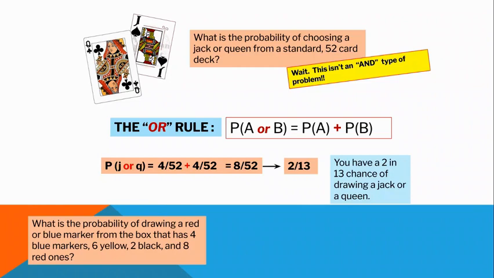What's the probability of drawing a red or blue marker from a box that has 4 blue, 6 yellow, 2 black, and 8 red? So if you count those up, there are 20 total. And how many reds? There are 8 reds and 4 blues. So I'm going to add those together and get 12 out of 20, which is 3/5.